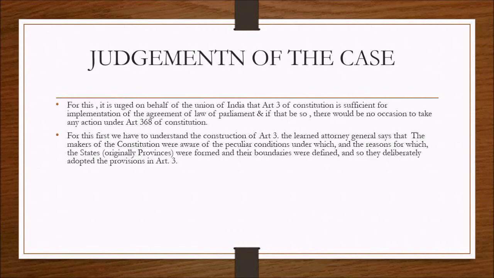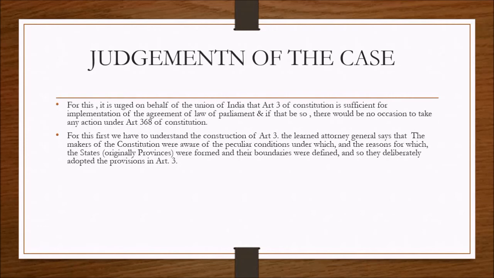So they are saying that the agreement can be implemented by legislative action under Article 3. Then we have to know what is Article 3. The learned Attorney General says that the makers of the Constitution were aware of the peculiar conditions under which and the reasons for which the states were formed and their boundaries were defined, and so they deliberately adopted the provisions of Article 3. So, according to the argument, we have to know what is in Article 4 before construing Article 3.